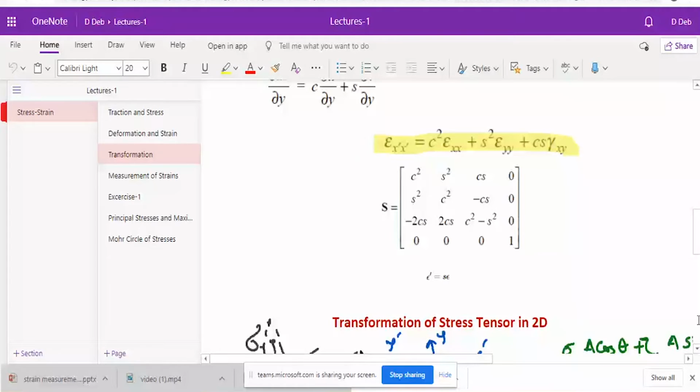So you are seeing the importance of this formula. Normally, we cannot directly measure shear strain. We can measure only one directional strain. But if we use three strain gauges in one go, we will be able to also measure the shear strain. And this formula will be used. Okay, then we go further.